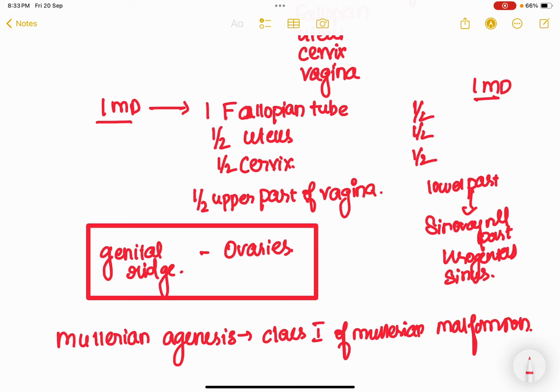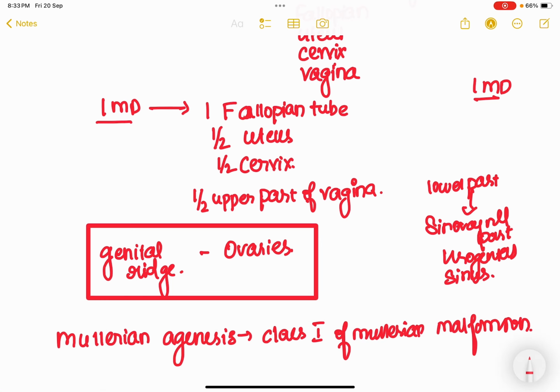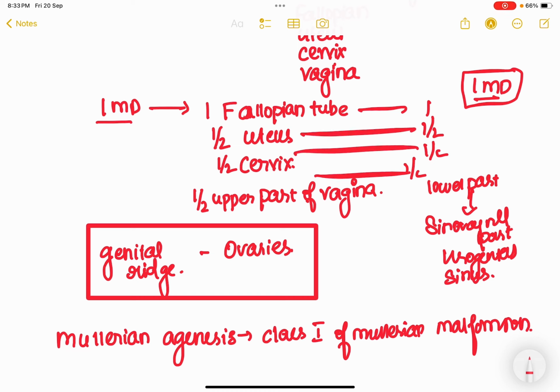Similarly, the other Mullerian duct is this. So this will lead to formation of one fallopian tube, half of the uterus, half of the cervix, half of the upper part of the vagina. So these will fuse together and lead to the formation of a single uterus, two fallopian tubes, single cervix and single vagina as well.